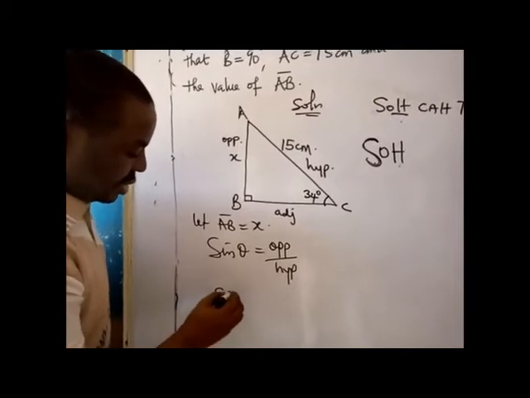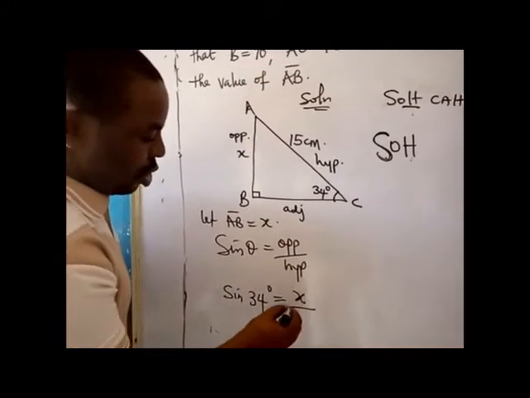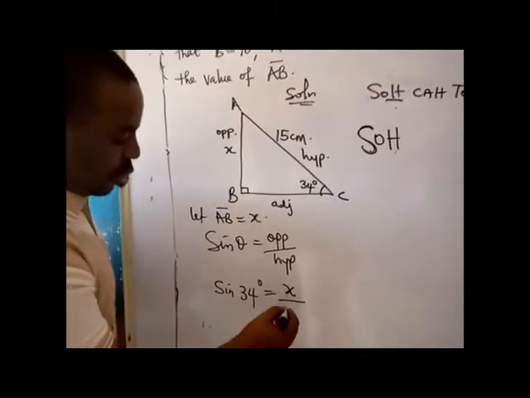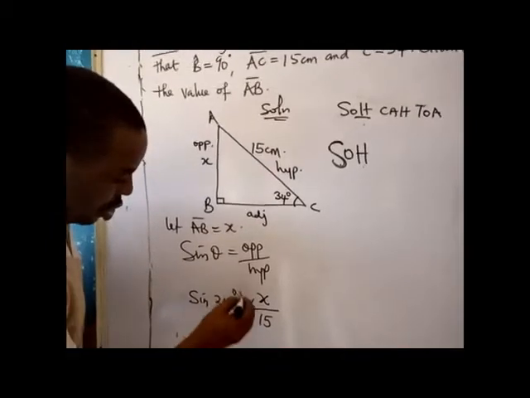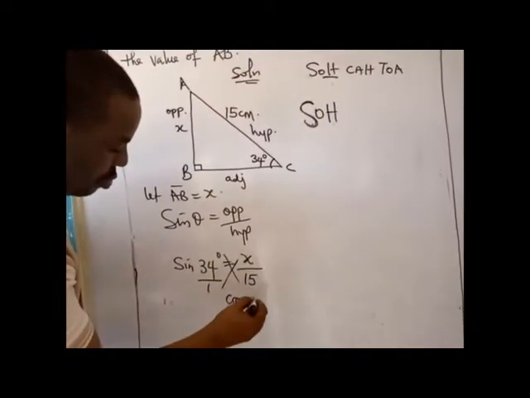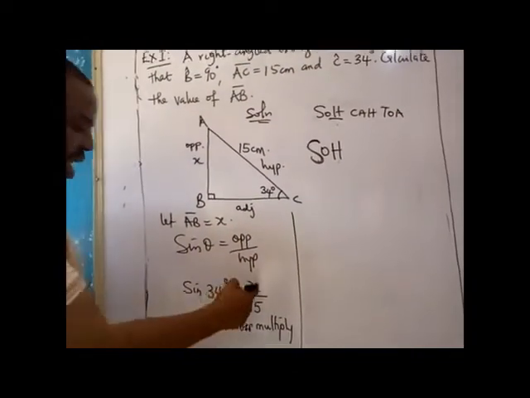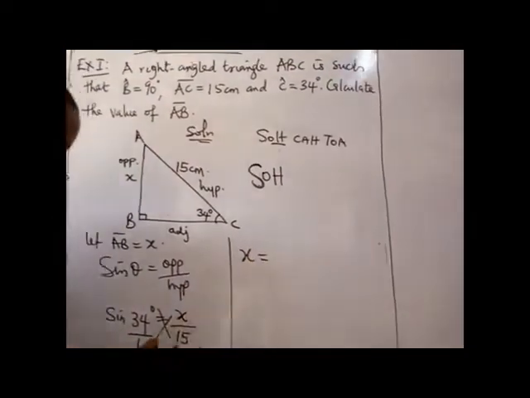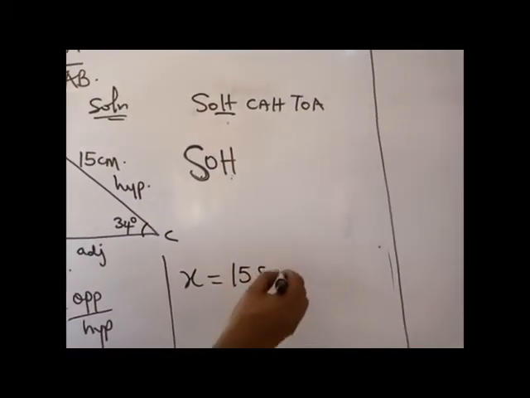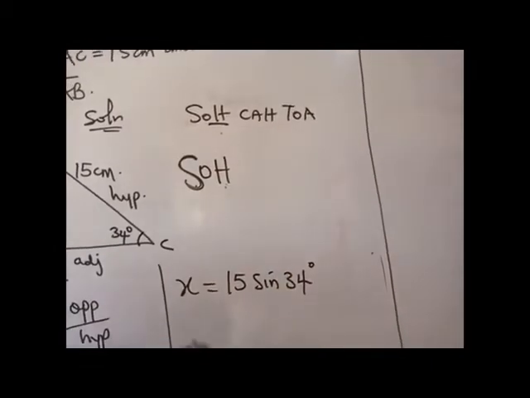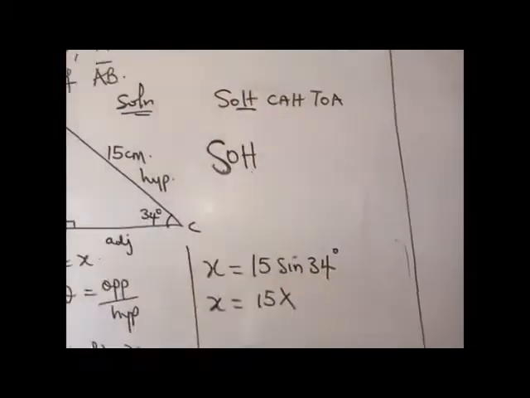So sine 34 degrees is equal to, what's our opposite? The X we are looking for, all over the hypotenuse, which is 15. When you have something like this, you put the base over 1 and cross multiply. That will give us X times 1 is X equals 15 times sine 34 degrees. So what is sine 34 degrees?